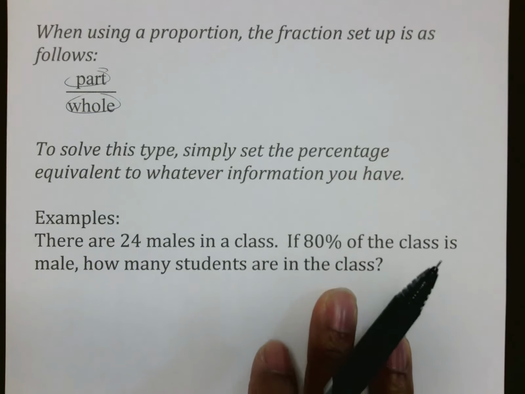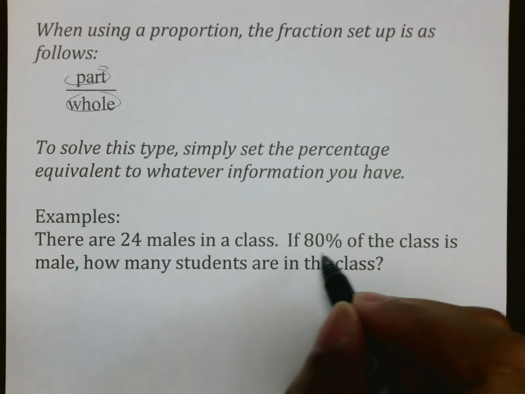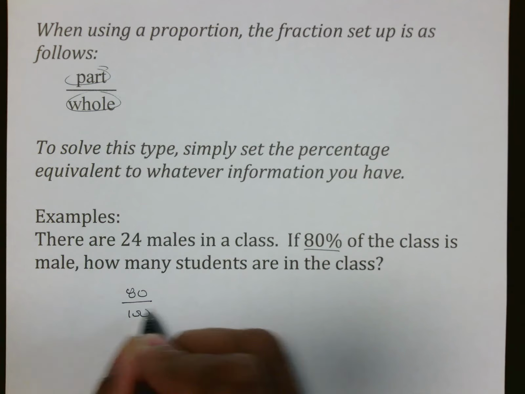Alright, so in this problem, which I believe might be on the back, I'm not sure. It says there are 24 males in the class. If 80% of the class is male, how many students are in the class? So, first thing I would do is say 80% of the class, which as we know is 80 over 100.